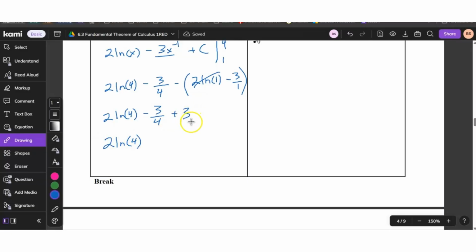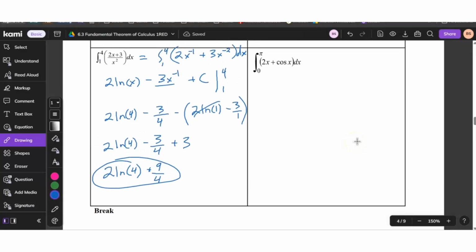That'll be 12 over 4, which would be 9 over 4. And you can't simplify the log because you don't have a calculator. No, I would just leave it like that.